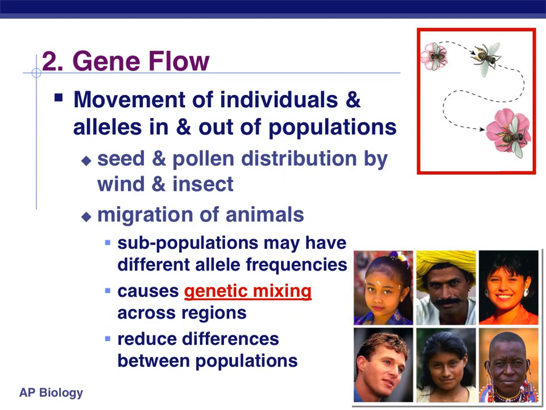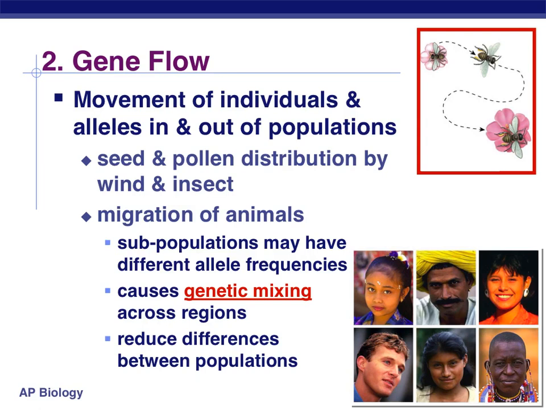Okay, gene flow. Gene flow is the movement of individuals and alleles in and out of populations. So think of seeds and pollen being distributed by wind and insects and animals and stuff like that. Think of the migration of animals from one part of an area to a completely different area. Different subpopulations may have different allele frequencies just depending on how many individuals are coming in versus how many are leaving. They're also going to have different genetic alleles, because there's going to be genetic mixing as you go from one region to another.